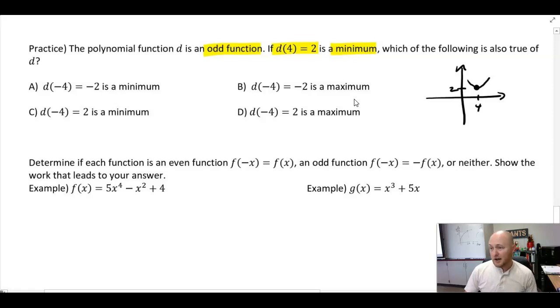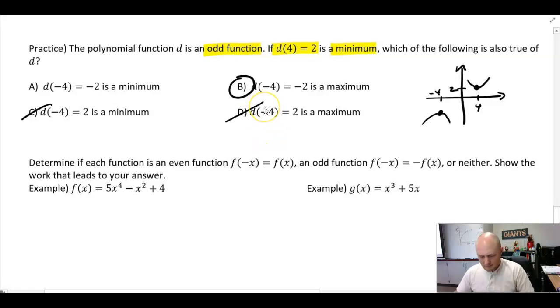Well, if it's odd, then the opposite x, -4, is going to give me the opposite y. Okay, and it's going to reflect. So I'm going to have a curve that looks like this. Okay, so this would be a relative maximum. Okay, so d of -4 equals -2. So C and D go out the window, and it's going to be a maximum. So our answer is B.